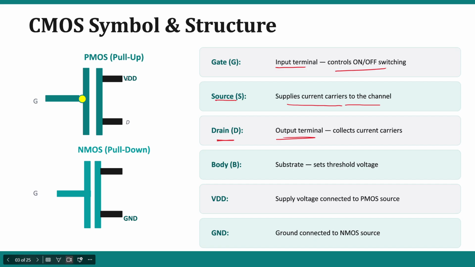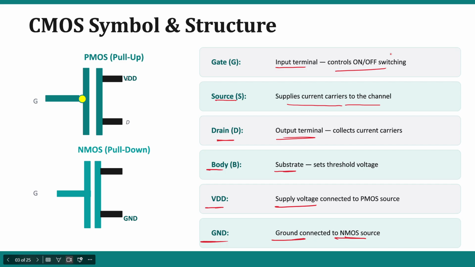So body means substrate, and it sets the threshold voltage. Body is nothing but the substrate, in which you are going to design the wells. In those wells you have to form the source and drains. So coming to VDD, it is the supply voltage, and ground is connected to the NMOS source.